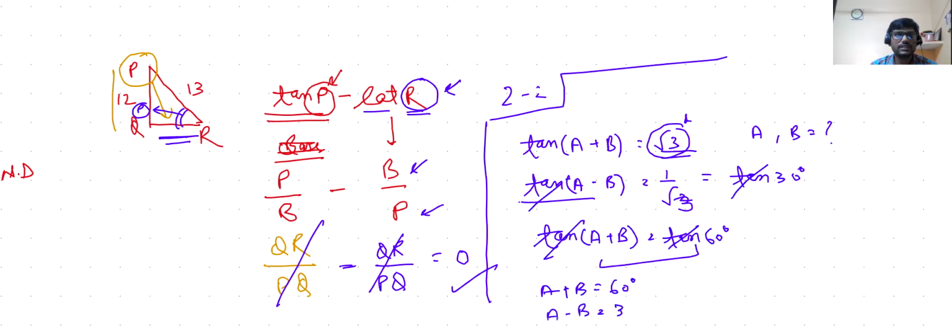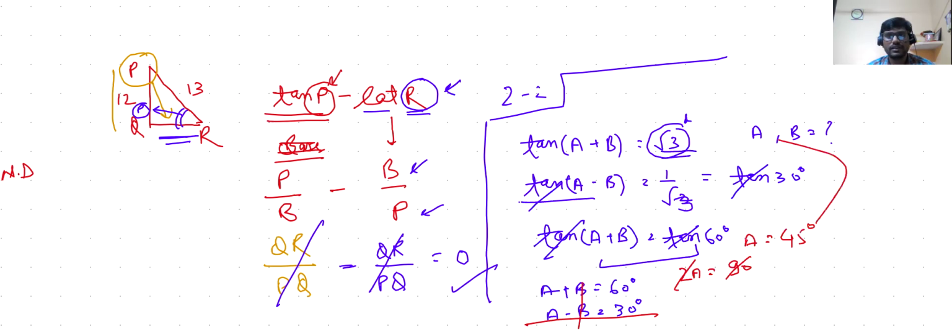By using elimination, you can easily analyze that 2A is equal to 60 plus 30, which is 90. Finally, A is equal to 45. If you put this value in either equation, just like A plus B equals 60 and we replace A by 45 degree, the value of B is 60 minus 45. So B is equal to 15 degree.